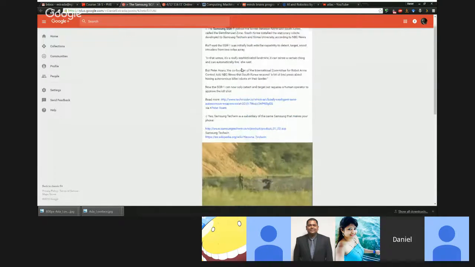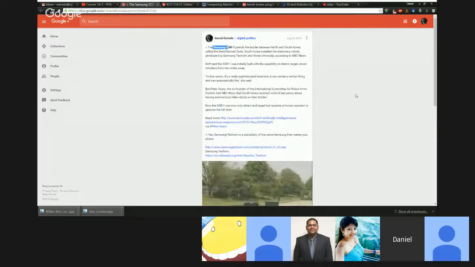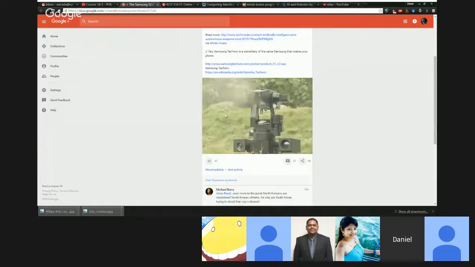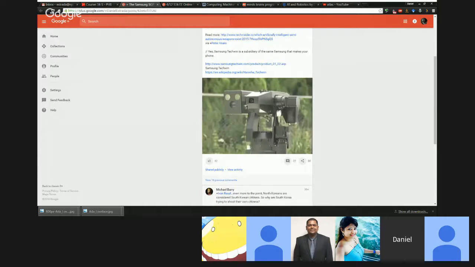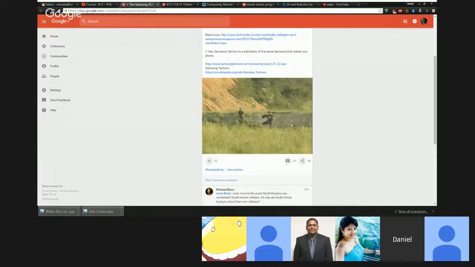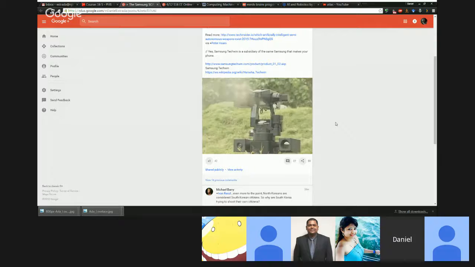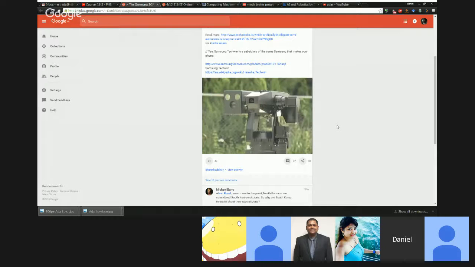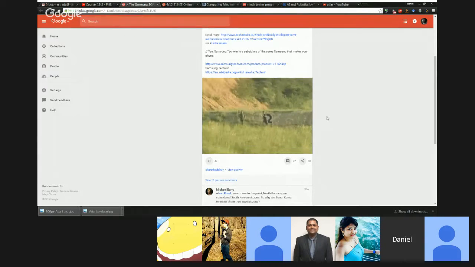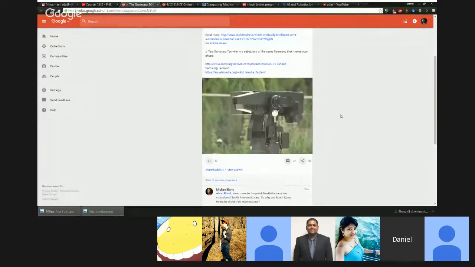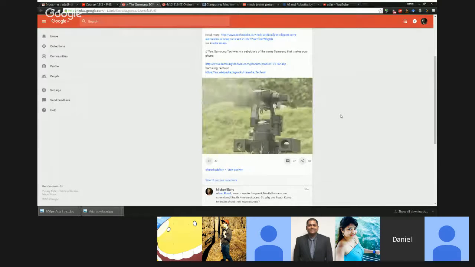This is the SGR-1, built by Samsung. The same Samsung that builds your phone. It's also a military company, and builds a lot of high-end military weapons, including this auto turret. This turret has cameras on it. It can find and detect motion and then fire on it automatically. When these were first built, they were designed to fire automatically as soon as they found motion.